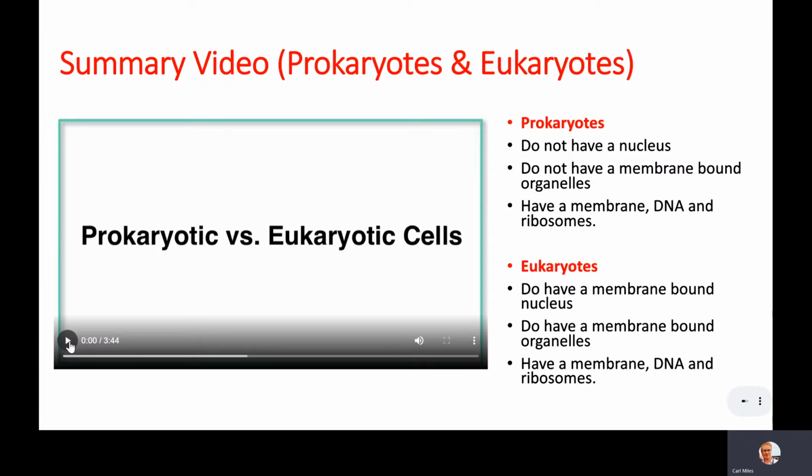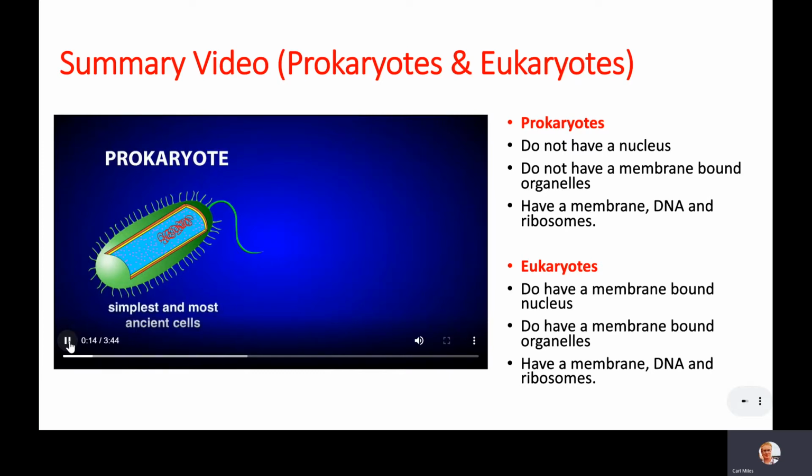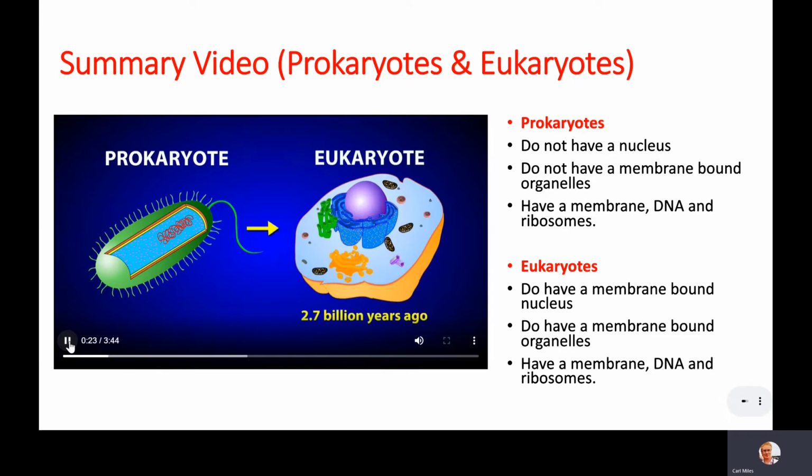So let's have a little summary of that and just make sure that we've got a full understanding. On Earth, there are two major types of cells, prokaryotic and eukaryotic. Prokaryotic cells are the simplest and most ancient types of cells. They were the only form of life on Earth for billions of years before eventually giving rise to eukaryotic cells.